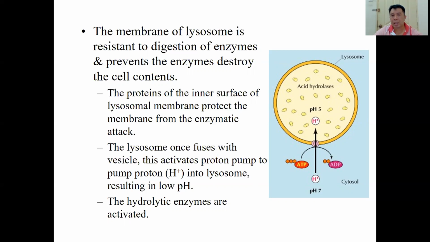But once the lysosomes fuse with a vesicle, for example, a phagosome, the proton pumps in the lysosomal membrane will pump protons from the cytoplasm or cytosol into the lysosome. This will lower the pH of the lysosome, and in turn activate the hydrolytic enzymes. The hydrolytic enzymes will digest the food particles or bacteria or even the damaged organelles that they fuse with.